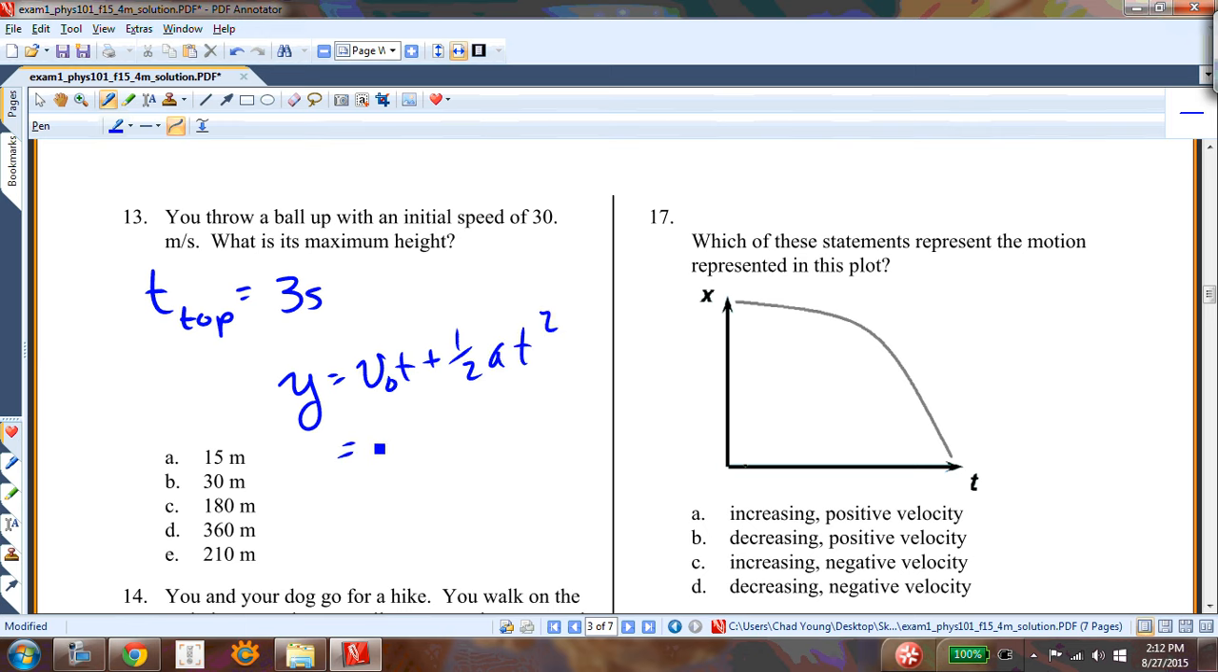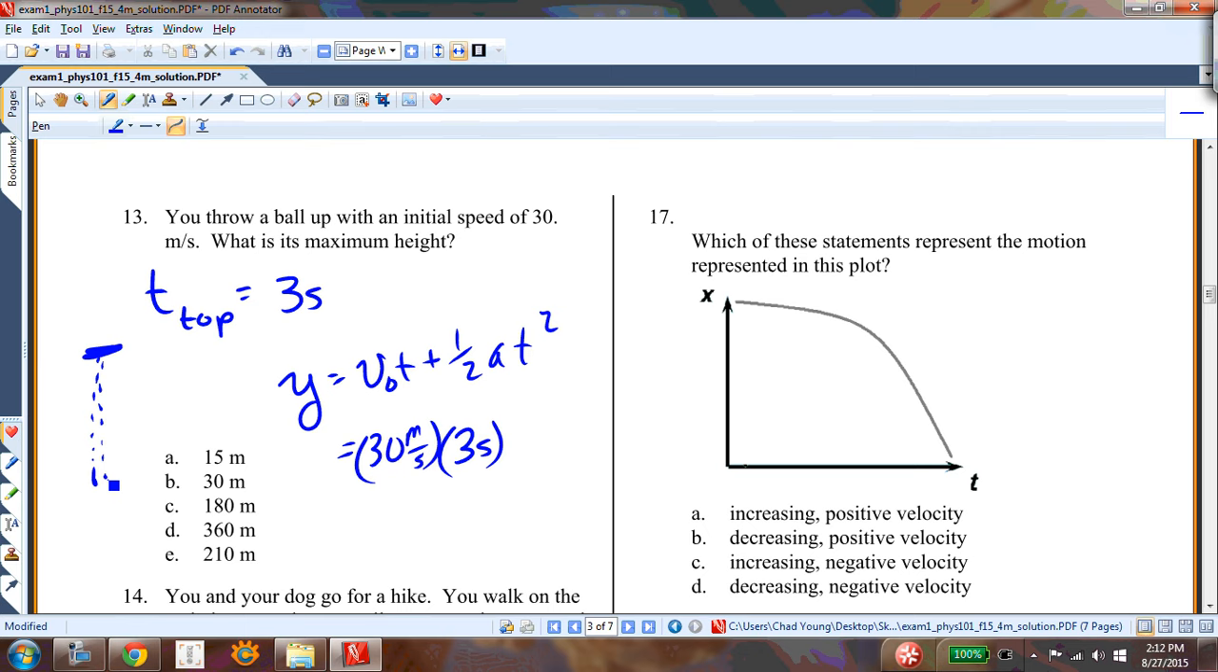All right, v naught was 30 meters per second. t is 3 seconds. Notice I'm using t top because the ball travels up and then back down again, and I want to know this height. At that height, t is equal to 3 seconds. So that's what I use.